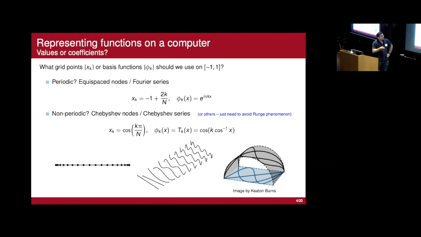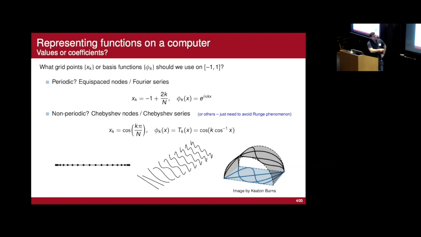If your function is non-periodic, you have to be a bit more careful. If you try to discretize your function on an equally spaced grid, just like in the periodic case, what will end up happening is you'll see these oscillations at the endpoints, and this is what's known as the Runge phenomenon. And so to fix this, the classical approach for non-periodic functions is to use a Chebyshev grid or a Chebyshev series. And these are really just the non-periodic analog of a Fourier series.